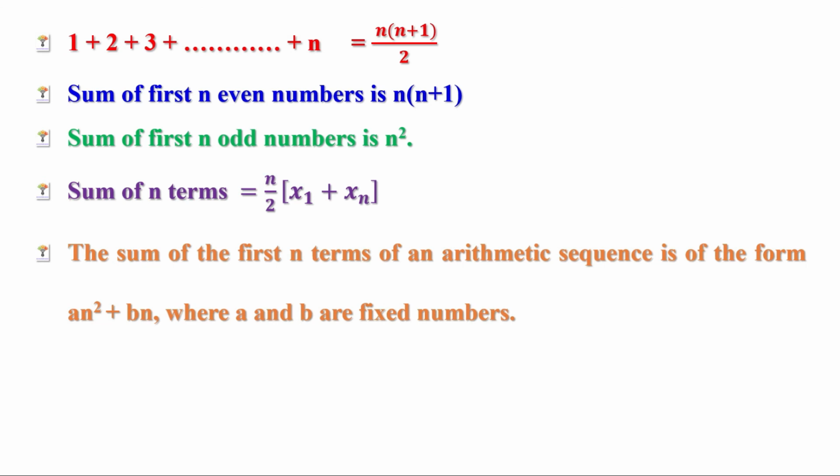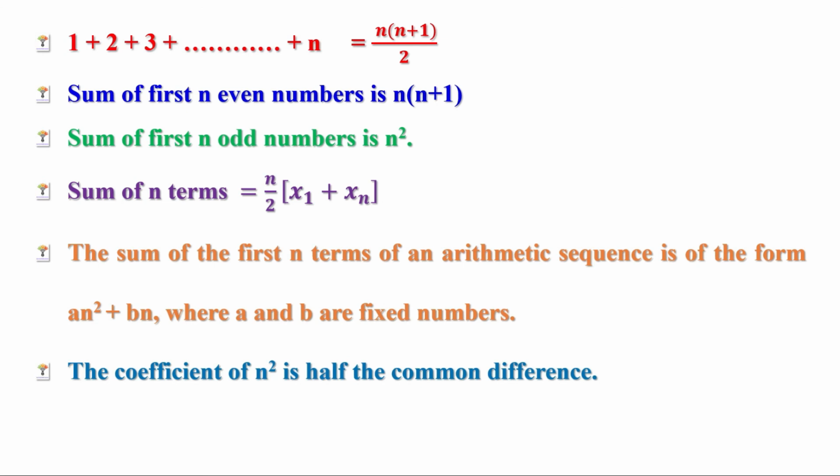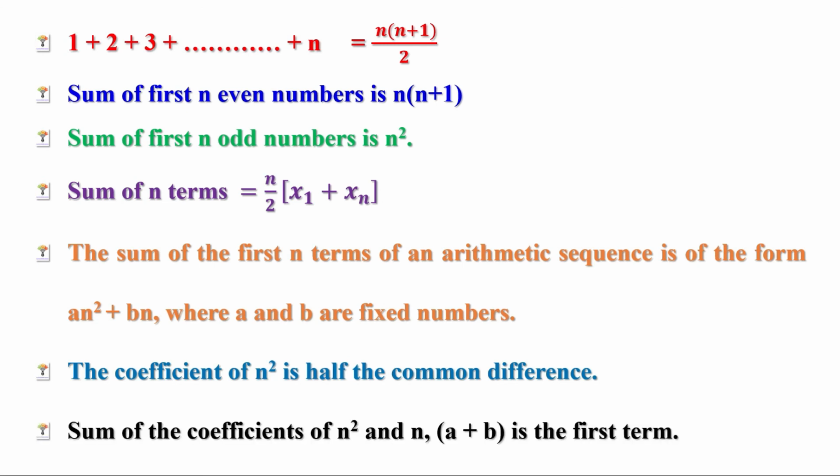The sum of the first n terms of an arithmetic sequence is of the form an square plus bn, where a and b are fixed numbers. The coefficient of n square is half the common difference. Sum of the coefficients of n square and n is the first term.